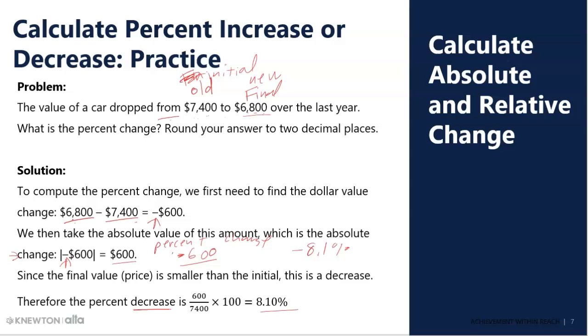So it's new minus old. The from gives you the old. The to gives you the new, or the final. Keep that in mind. So that works backwards.